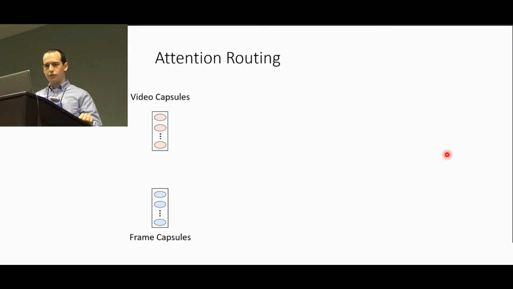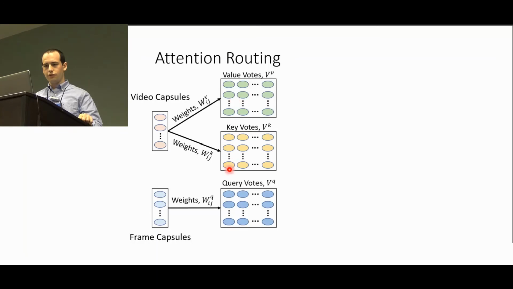We use the same terminology as the transformer networks and attention. So we have a set of value votes, key votes, and query votes. The video capsules are multiplied by their transformation matrices to produce value votes and key votes, and the frame capsules are multiplied by their transformation matrices to get query votes. Value, key, and query are common in the transformer network, where basically we try to find similarity between the query and the key and perform some sort of softmax extension to get an output from the value.